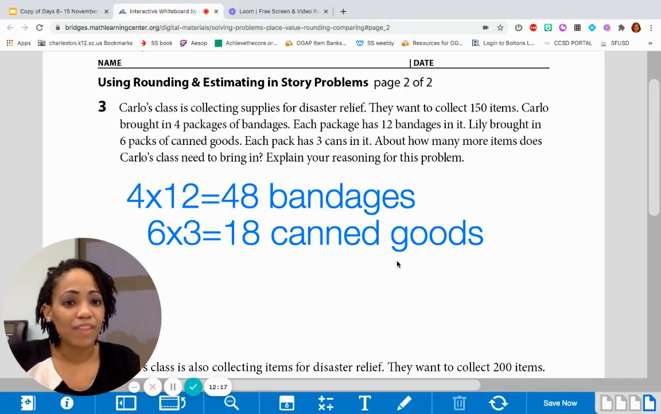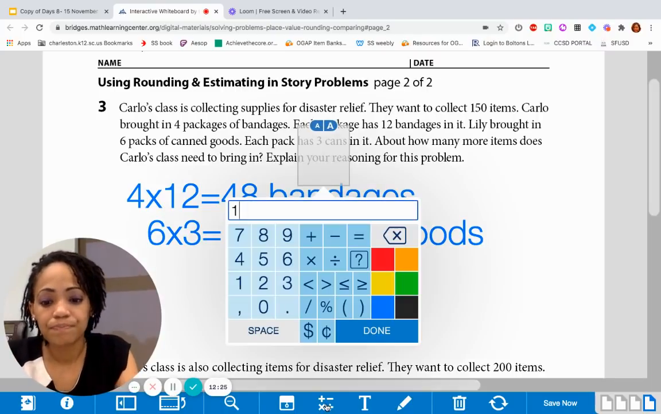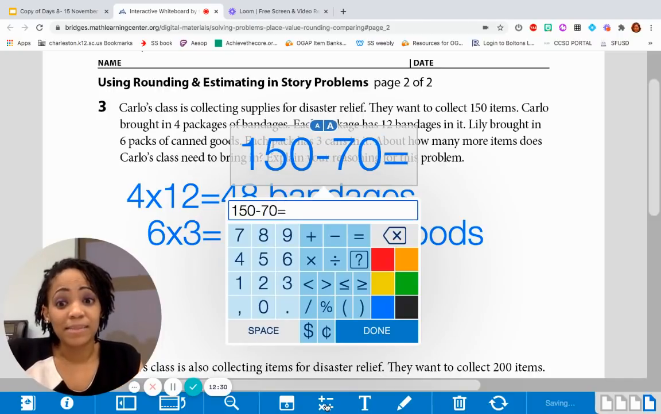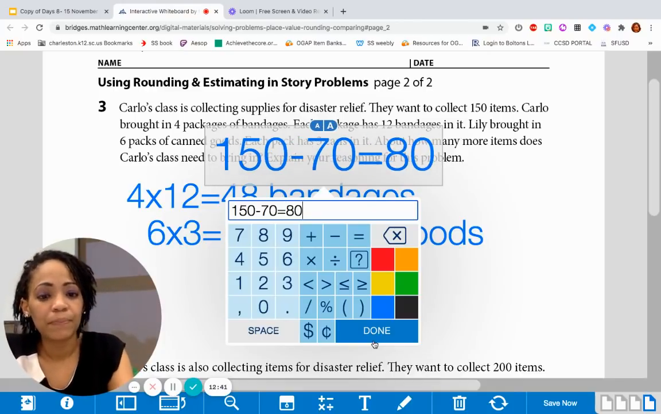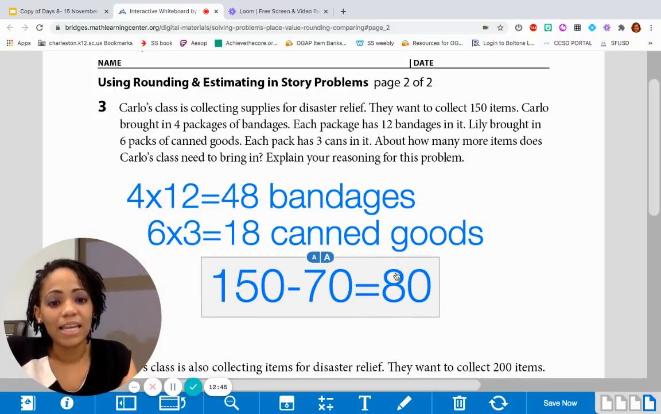Okay, so if they have about 70 items, about how many more would they need to get to 150? So we've got to figure out the difference between 150 and 70. Shouldn't have to estimate this because that's an easy problem. Nice numbers. We know 70 is 50 and 20. So 150 minus 50 is 100. Minus 20 more would be 80. They need about 80. They need 80 more items.